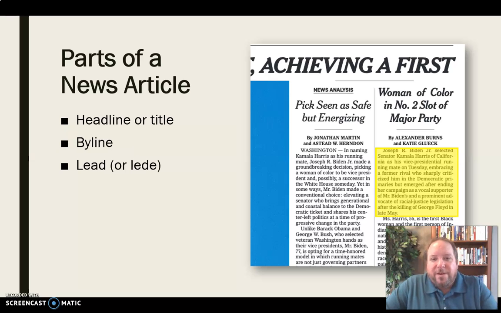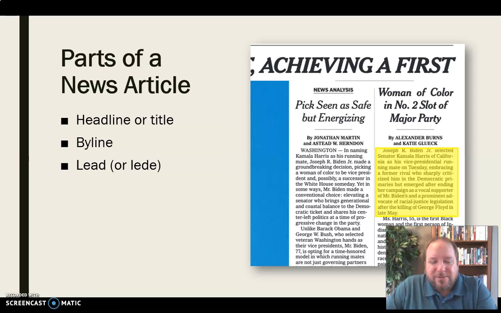Then the next thing you're probably going to see is the lead, sometimes spelled L-E-D-E, and we'll get into that in a second here. But the lead is basically the first sentence or sometimes two sentences of an article that really provides a summation and just the basics. If you were to only read this one or two sentences, you would still have a sense of what the article is about and still the basic information. You wouldn't have the whole picture, of course, but that's what the lead is for.